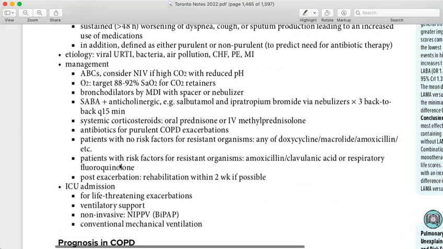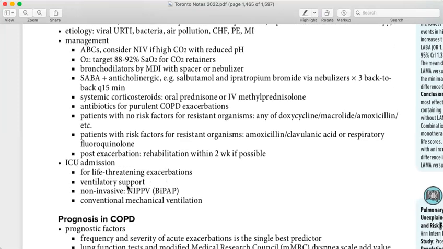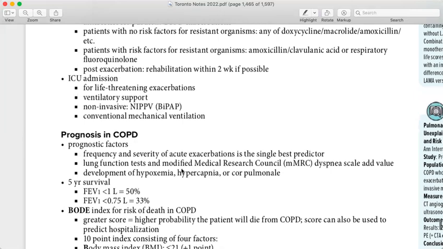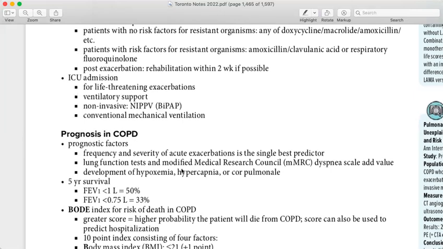So if they say the exacerbation has settled down and he is about to be discharged, what is the one thing you are going to do? You are going to do rehabilitation. So don't forget these small magic words. These can be used in the CDM questions and can be asked in the MCQs. ICU admission for the life-threatening exacerbation, ventilatory support, non-invasive BiPAP, then conventional mechanical ventilation.